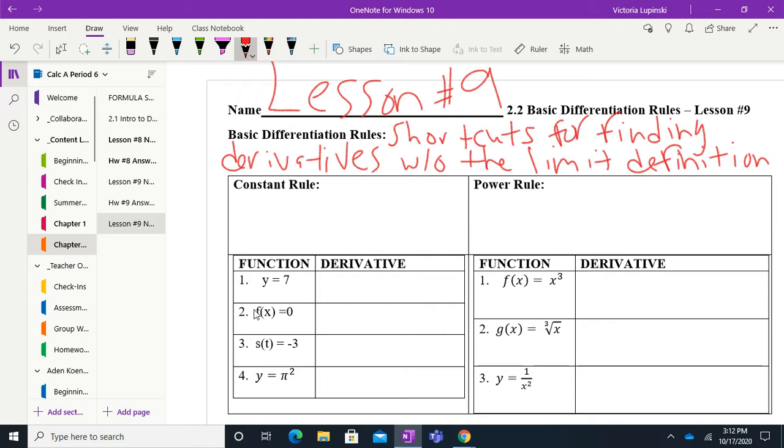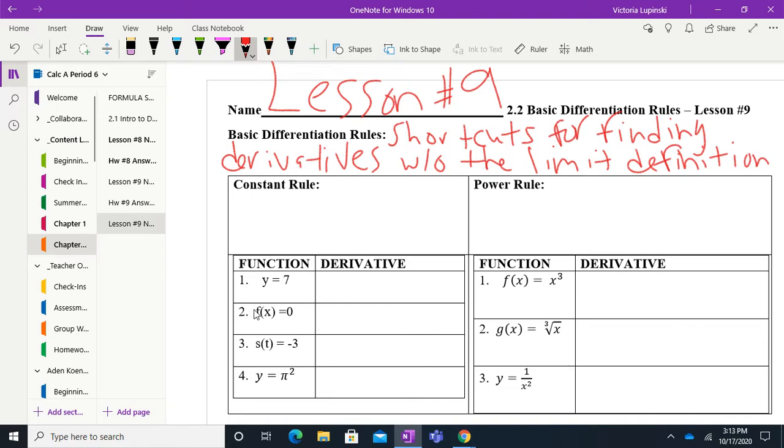So what are the basic differentiation rules? Well, basically, they're shortcuts for finding derivatives without the limit definition. So from this point forward, unless the problem specifically says find the derivative using the limit definition, then you are allowed to use these shortcuts. So most of the time you will be using them.